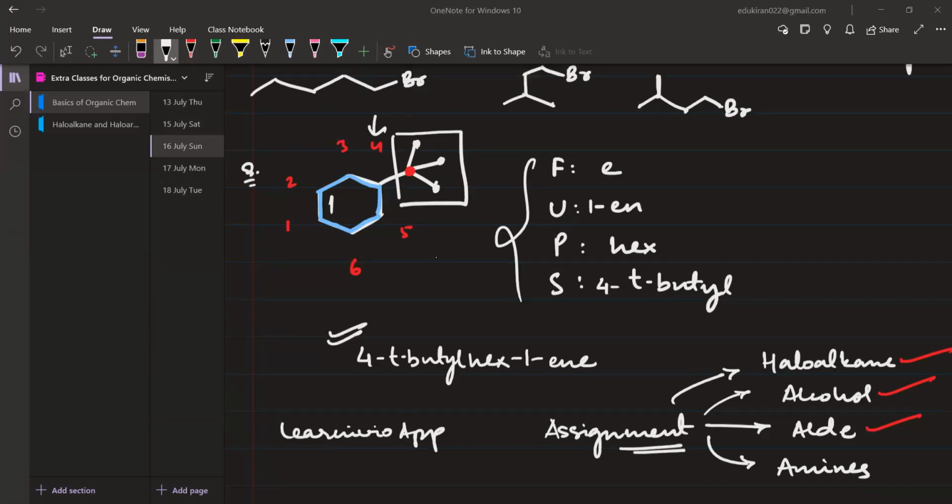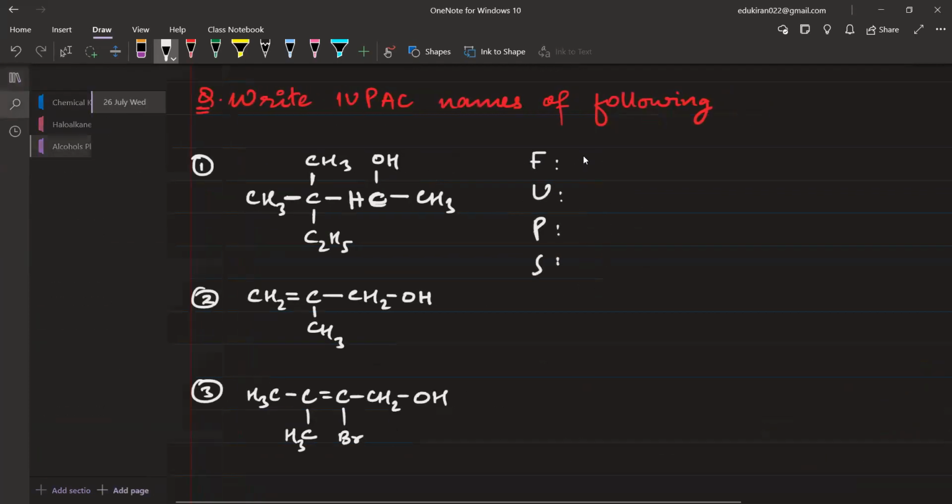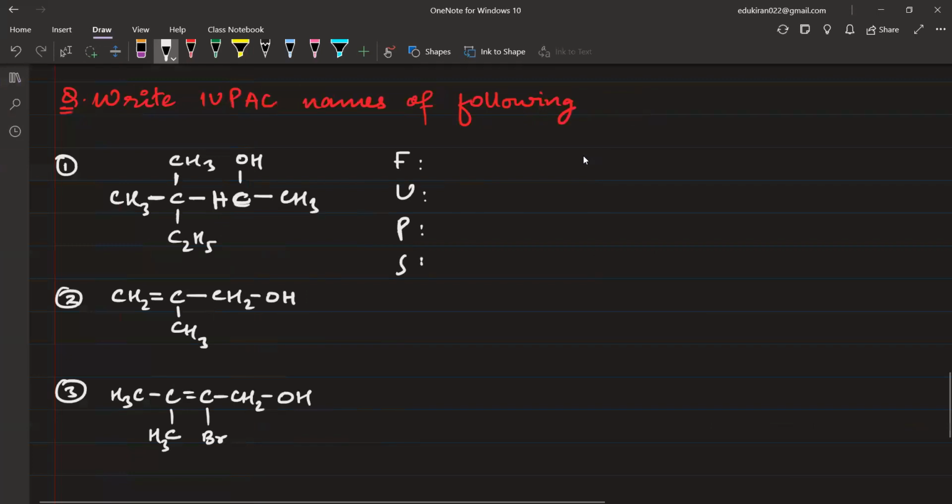Yes, sir. So look at your notes then. See here, okay? Please revise these notes. If you don't understand this, it will be very difficult. Okay. Now please see. Here we have what? OH. So this is my functional group. So when OH is the functional group, we write OL. I'm just leaving some space because there will be some number here which we have to write.